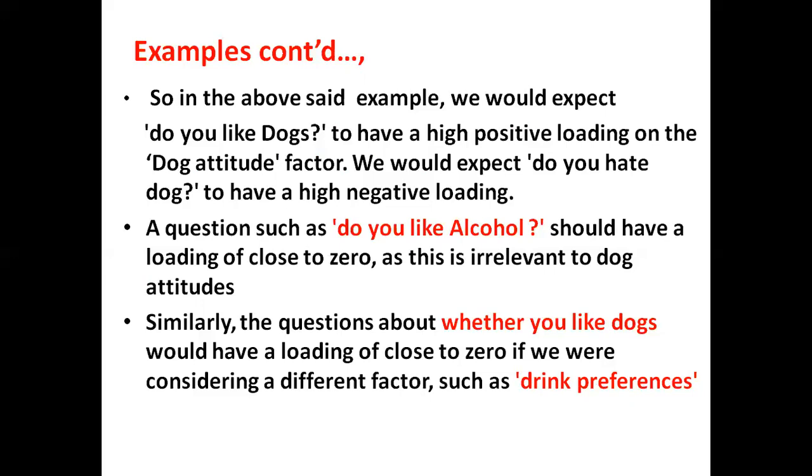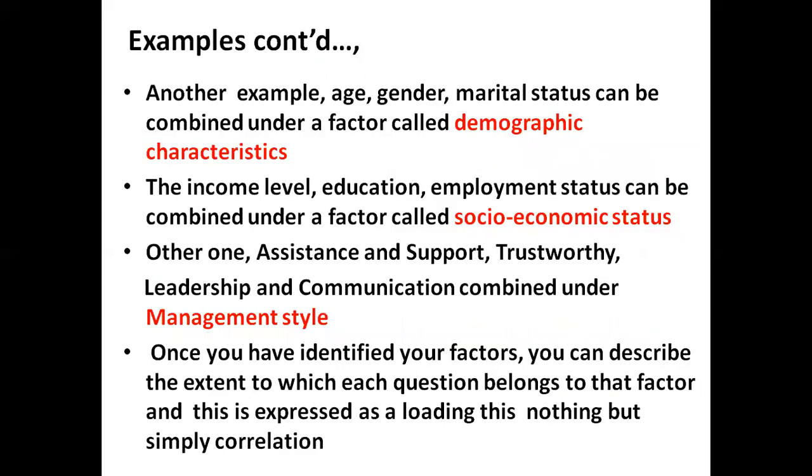I would like to give some more examples here. Another example is age, gender, marital status, and so on. You can combine them under one dimension, you call a factor, that is demographic characteristic, or you can take the demographic profile. If you take the income level, education, employment status, you can combine them under some other factor, which you call socio-economic status, right?